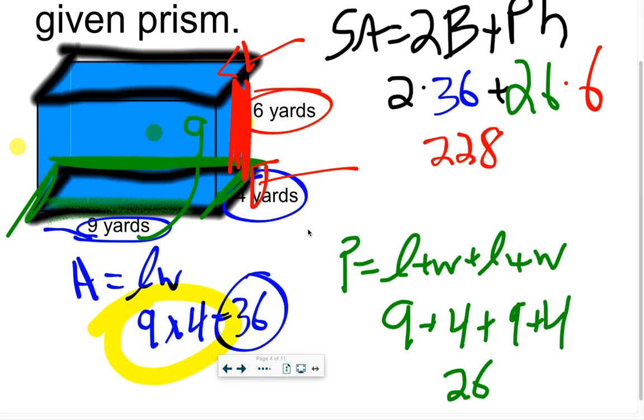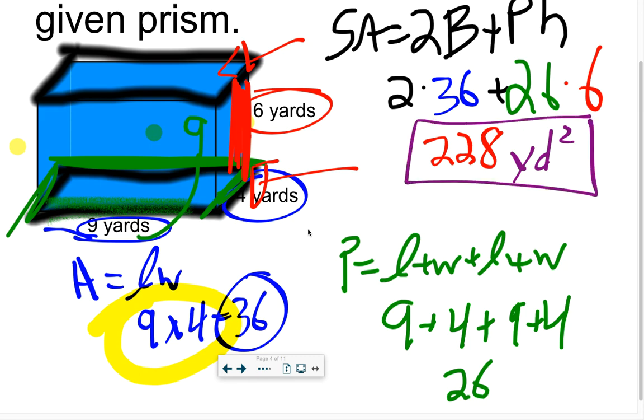And now we're talking surface area, but it still has that word area in it, which means then we are going to go to our label, just like we've done with all of our areas, as yards squared.